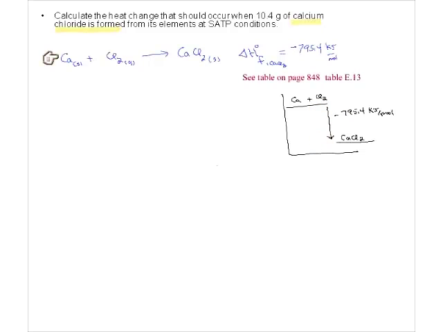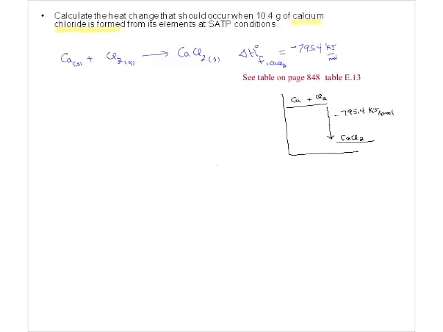As calcium is reacting with chlorine, it's going to produce a lot of energy, and we're going to get some calcium chloride solid produced. So we want to figure out how much energy we are going to get if we take 10 grams. You go to the lab, you weigh out 10.4 grams of calcium chloride. How much energy is going to be released as that's formed?